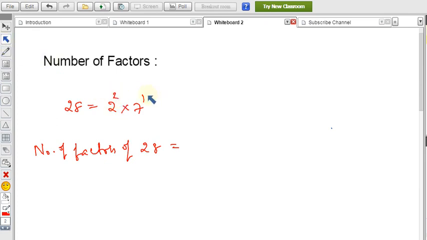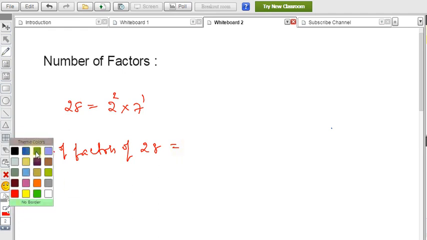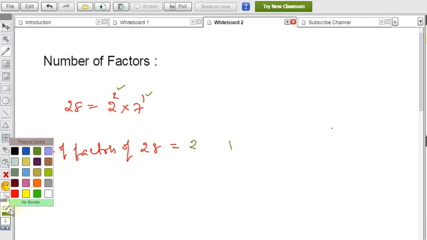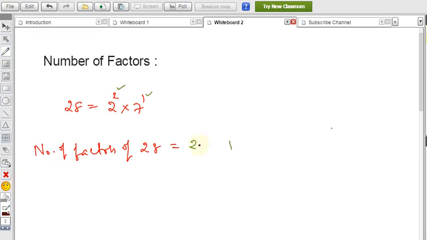Now these powers here are 2 and 1. You should take only the powers and add one to every power. I am taking these powers 2 and 1, because 2 is one power and 1 is one more power. Don't look at the bases, only the powers 2 and 1. For every power you add 1, then just multiply. 2 plus 1 is 3, into 1 plus 1 is 2. 2 3s are 6. So there are 6 factors for 28.